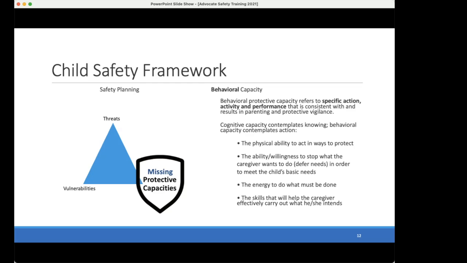They have to have the physical ability to act in ways to protect. They have to have the ability and willingness to stop what they want to do, basically defer what they want to do, in order to meet the child's basic needs, keeping that kid safe. They also have to have the energy to provide that care. And then finally, the skills that will help them effectively carry out what he or she intends. Can anyone think of behavioral capacities that a parent may have missing, their inability to act?